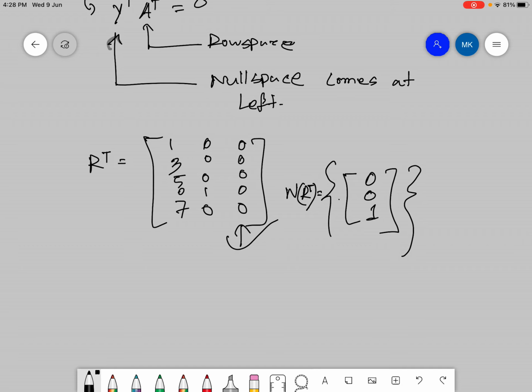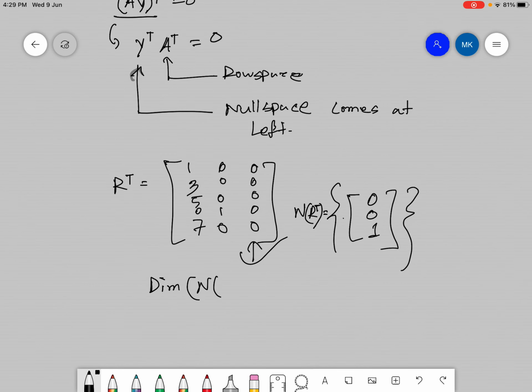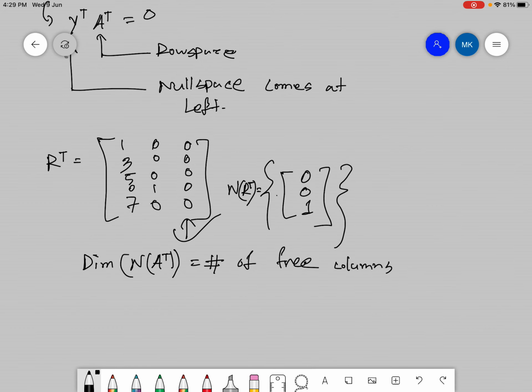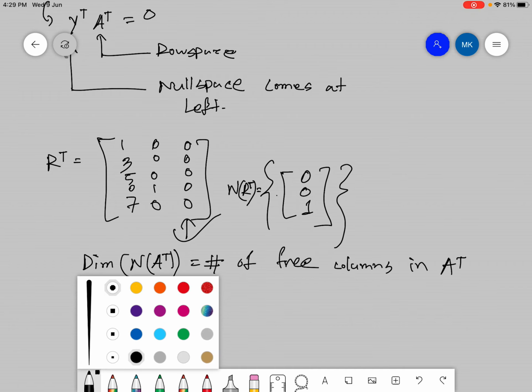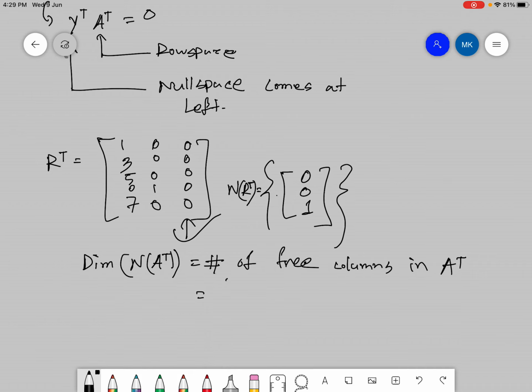so the dimension is definitely, so the dimension of the left null space is basically the number of free columns in A transpose, which in this case is 1. So the answer is 1.